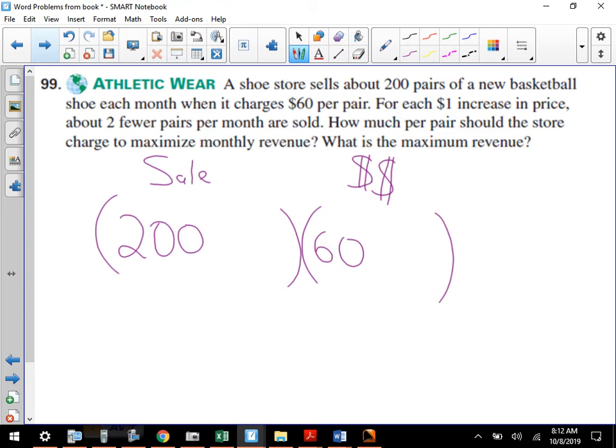The number of times things are changing is the x value. The increase or decrease is the constant that's with it. So for every increase of $1, you have a decrease of 2 sales. And that's how your A value becomes negative. Now, that x value isn't representing either cost or sales. All it's representing is the number of times things change. That's all that represents. Okay? That's all that represents.